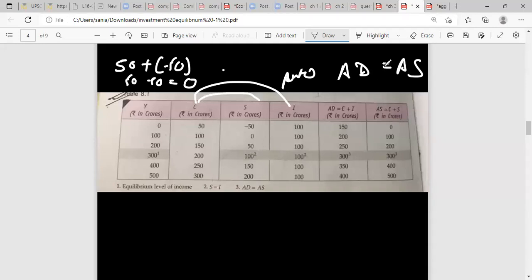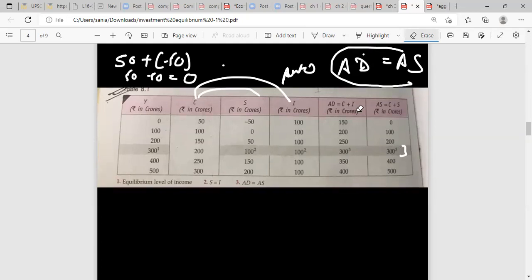Yes, ma'am. So you have to find the entire table. First you will draw the entire table. Then you will find when AD equals AS. So you can see over here it's 300 and 300, right? So this entire line, like this point, is your consumer equilibrium. Clear? Yes, no.